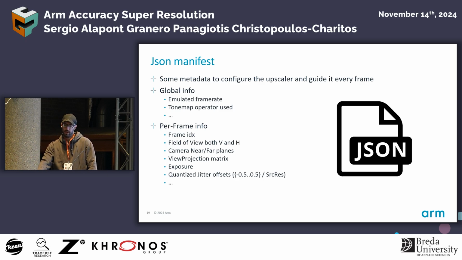The final piece of the puzzle is the JSON file that contains information common to all frames. Things like target frame rate, the tone map operator used, and a few other additional values. And we have per frame info like frame index, field of view in both axes, near and far camera planes, view projection matrices, exposure, and the jitter offsets.